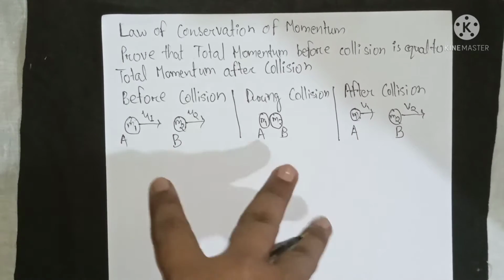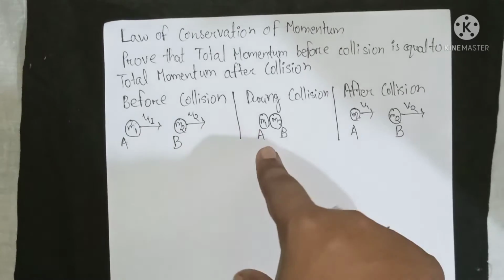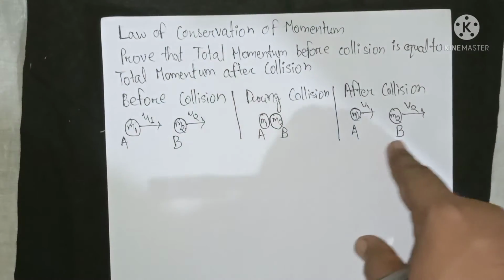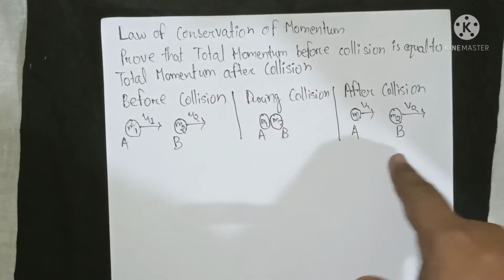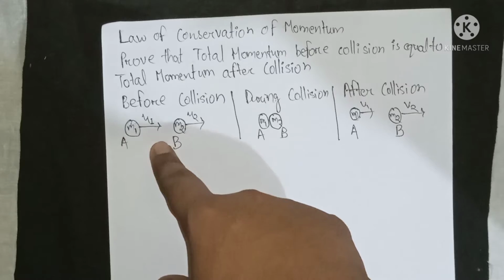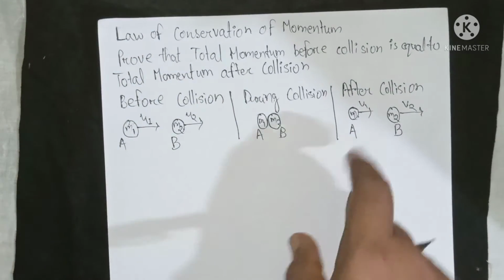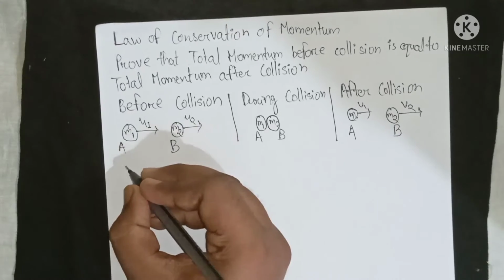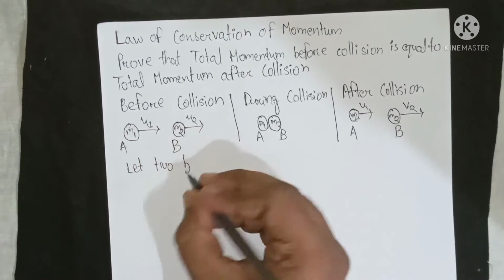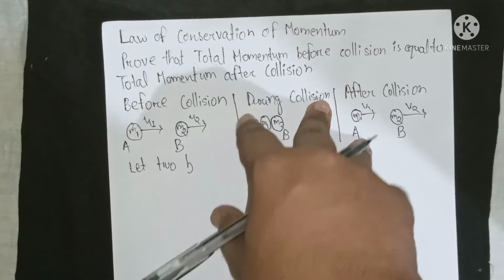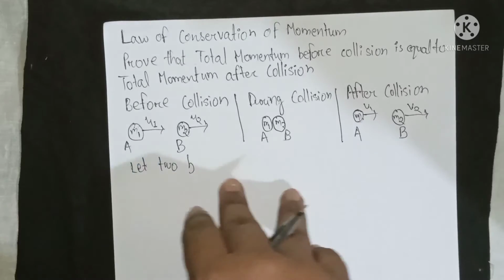So here we have three scenarios: before collision, during collision when they are touching each other, and the last one, after collision. Here we have the initial velocities, then the final velocities. So let's write down what we are looking at in the paper to prove.